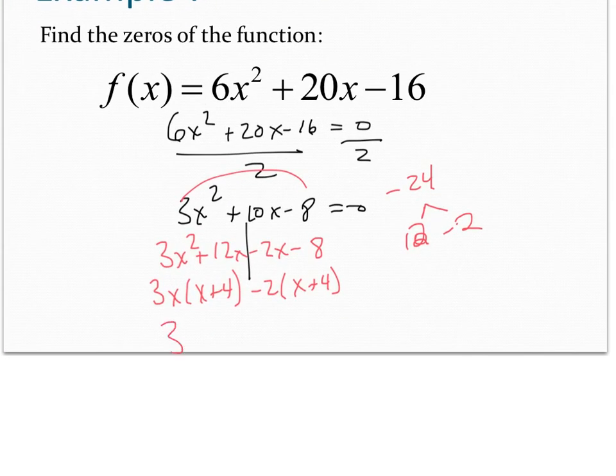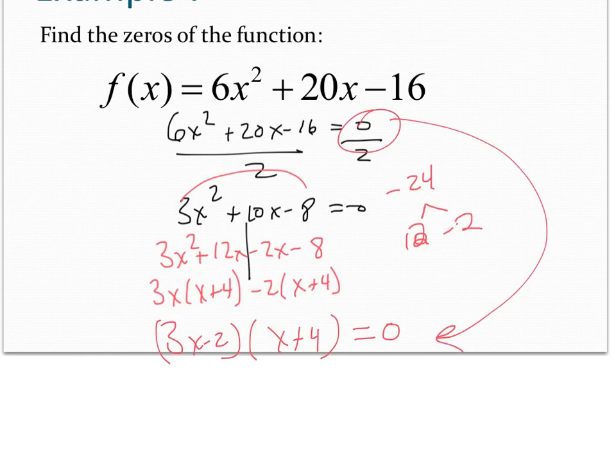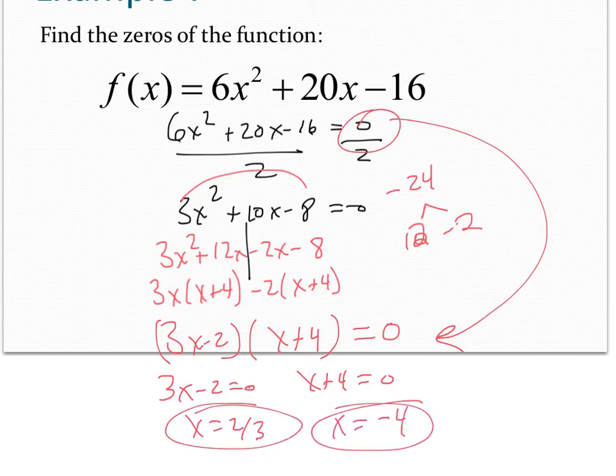And now I put my outside groups together and my inside together. That's equal to 0 from the beginning. Okay, so I just rewrite that down there. I set each term equal to 0 and solve. So I get 2/3, and x is equal to negative 4. And those are the zeros.